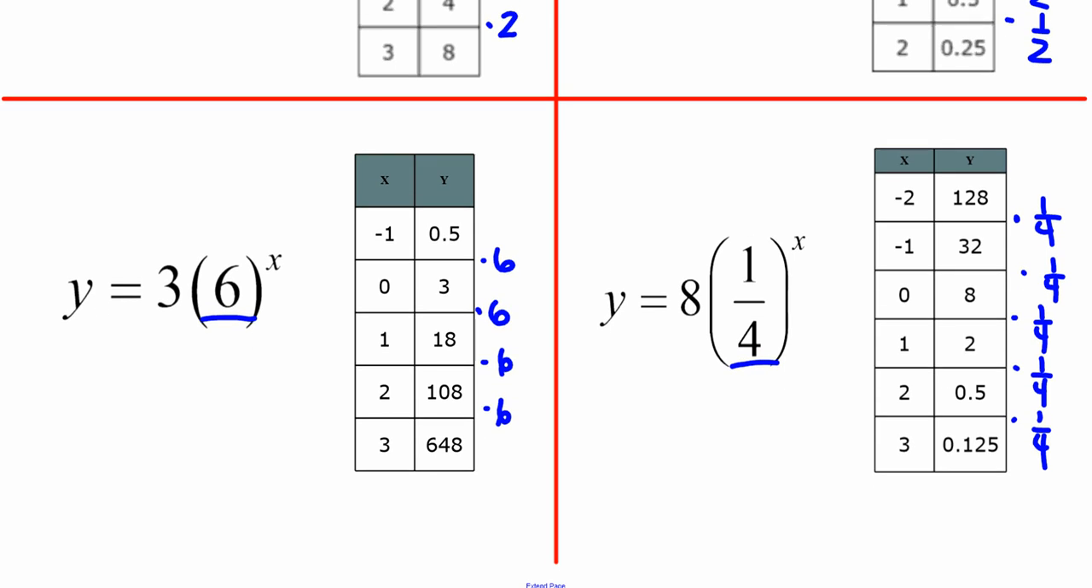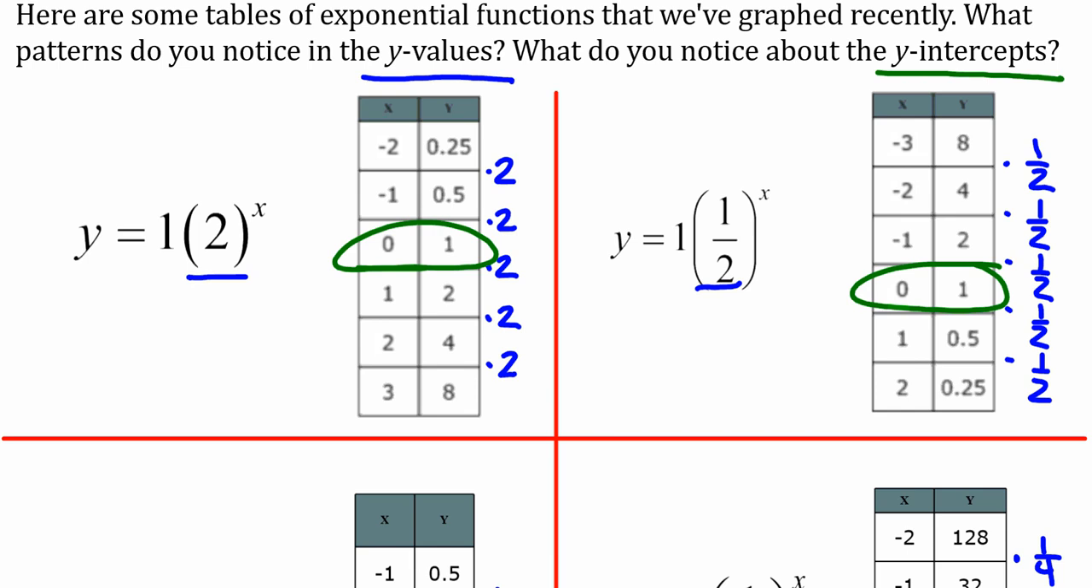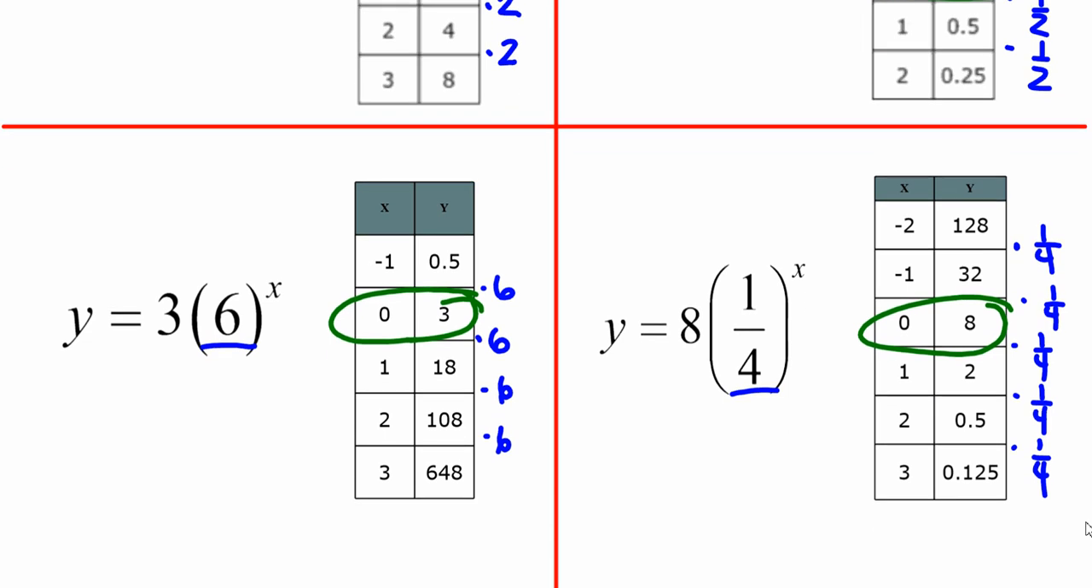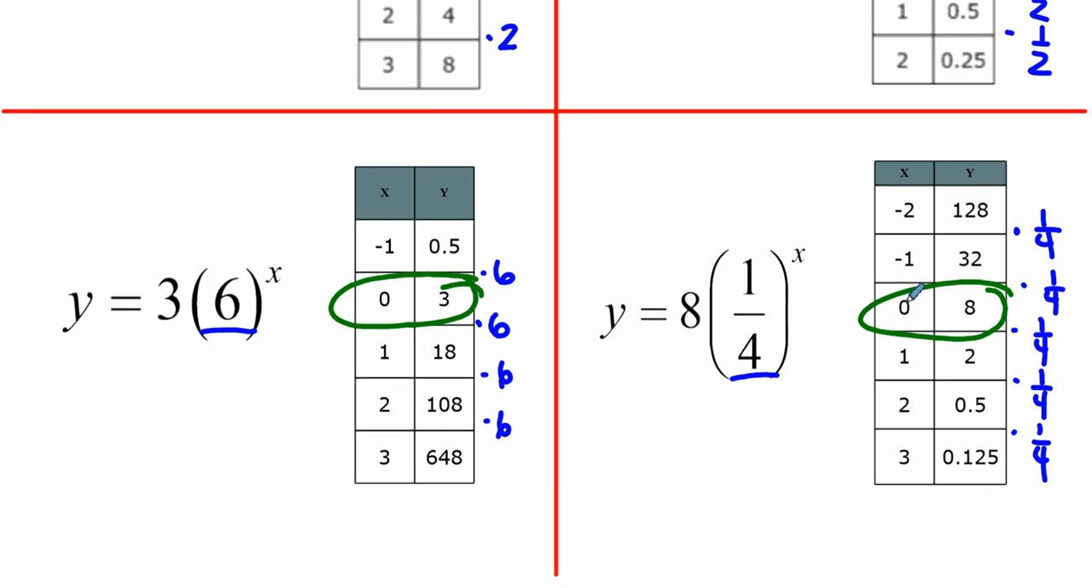Now talking about y-intercepts again, where the inputs were 0. So again, our two previous, we talked about the y-intercepts being at (0, 1). And for these, our bottom left, it's at (0, 3), and our bottom right at (0, 8). Well, we talked about how the pattern in the y column is represented in our equation. Is there a relationship about the y-intercepts?